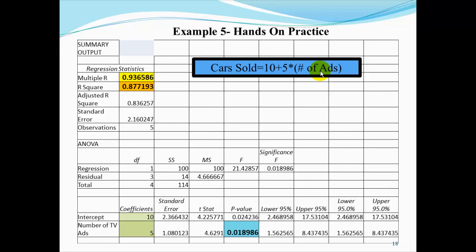Second, our coefficient of determination, or R-squared value, is 0.877. Therefore, we can conclude that our line would be approximately 88% accurate if we used it to estimate the number of cars sold based upon the number of ads that were run the prior weekend.